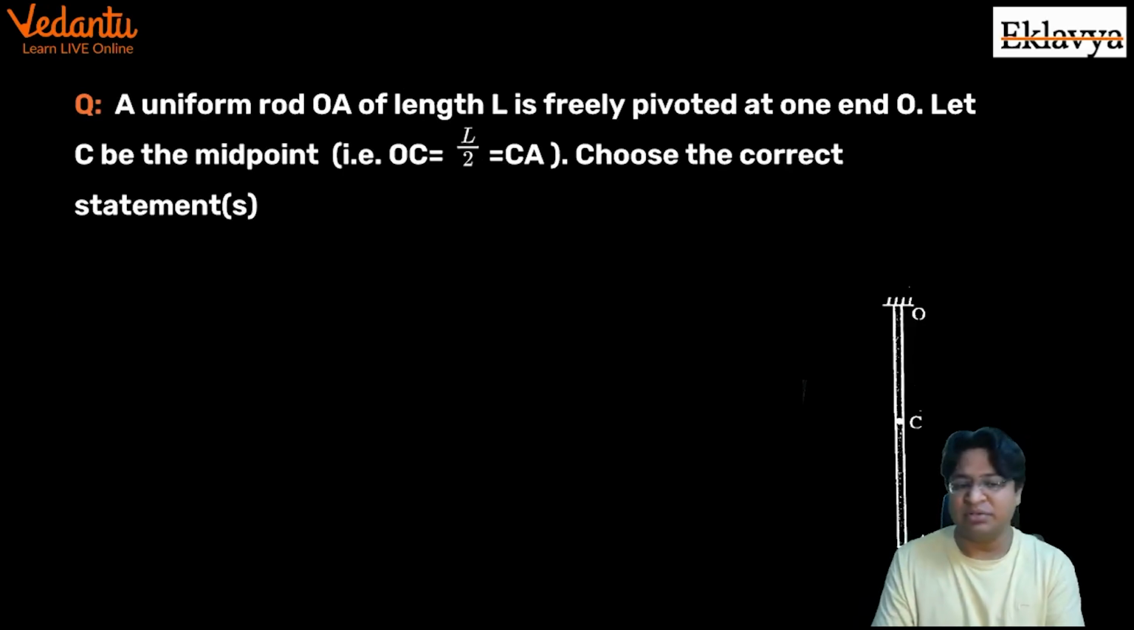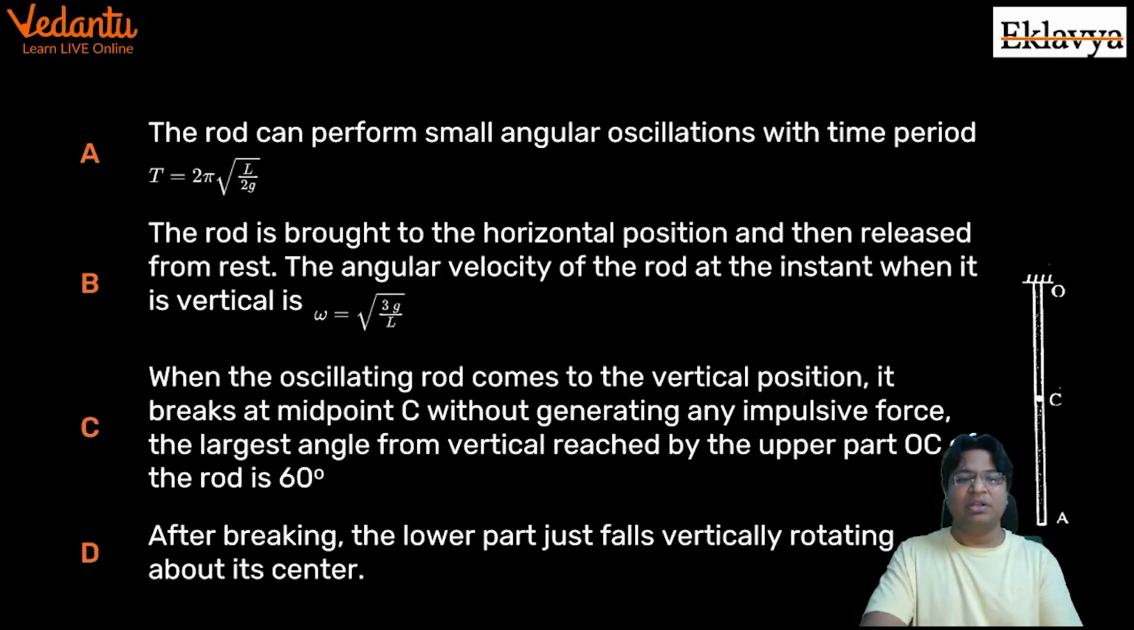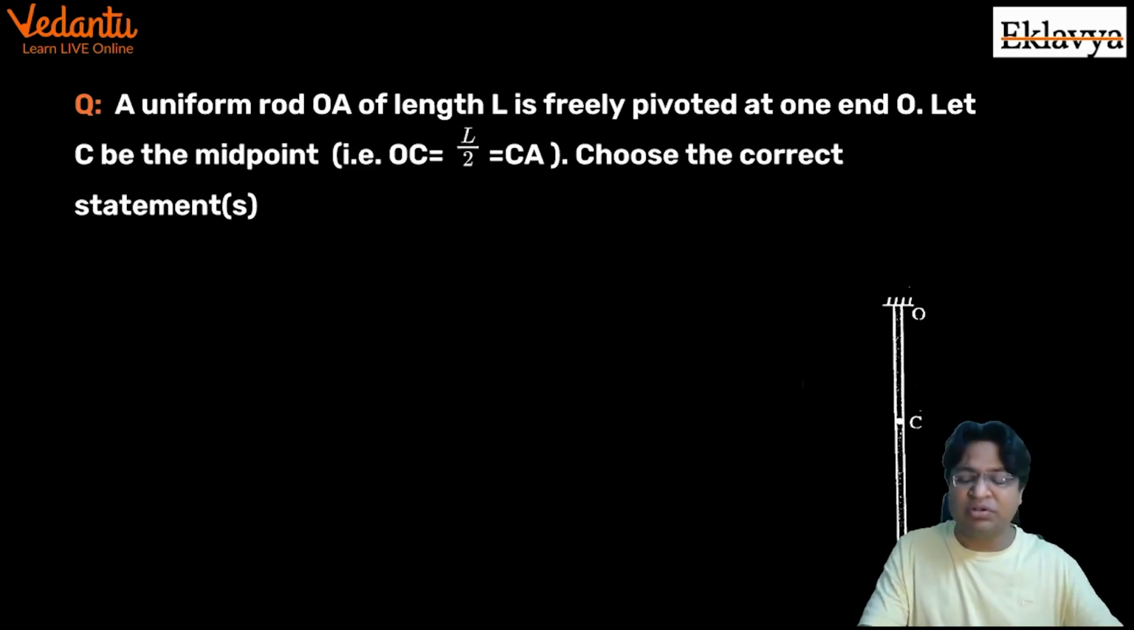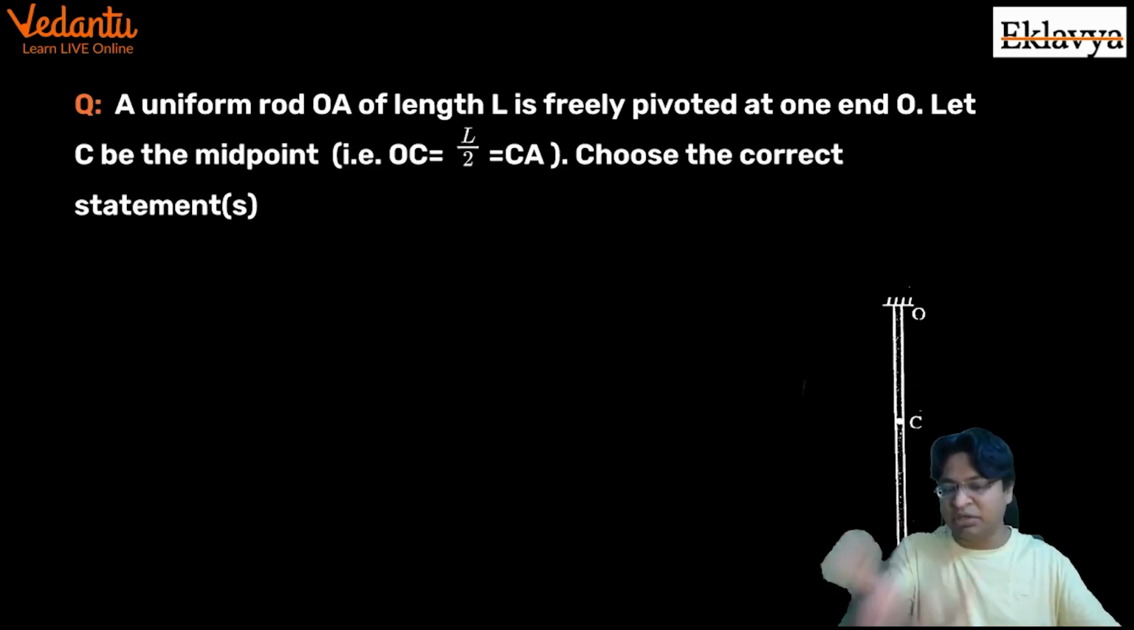Now this is a good question. It says uniform rod OA of length L is freely pivoted at one point. Let C be the midpoint. Choose the correct statement. So there are some options given. Rod can perform small angular oscillations. So if we are trying to use this rod as a physical pendulum, and we talked about a physical pendulum in one of the previous questions as well.